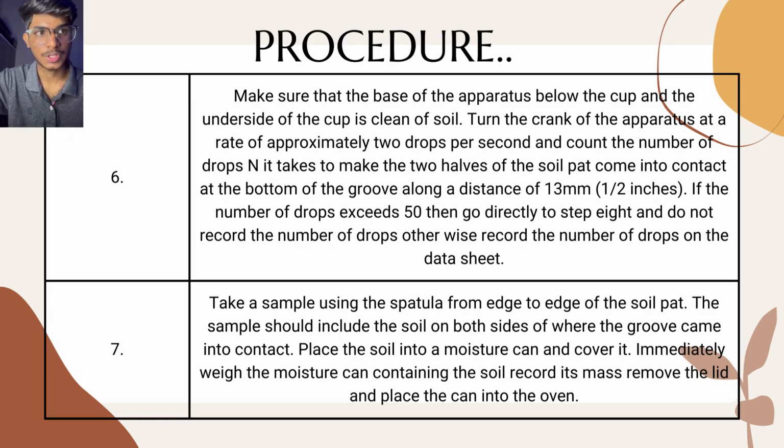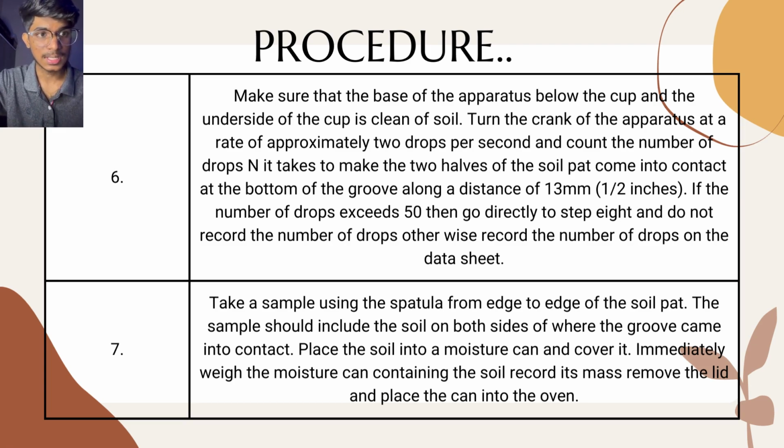Next, we should make sure the base of the apparatus below the cup and the underside of the cup are clean of soil. Turn the crank of the apparatus at a rate of approximately 2 drops per second and count the number of drops it takes to make the 2 halves of the soil pad come into contact at the bottom of the groove along a distance of 13 millimeters, which means 1/2 inch as well. If the number of drops exceeds 50, then go directly to step 8 and do not record the number of drops. Otherwise, record the number of drops on the data sheet.